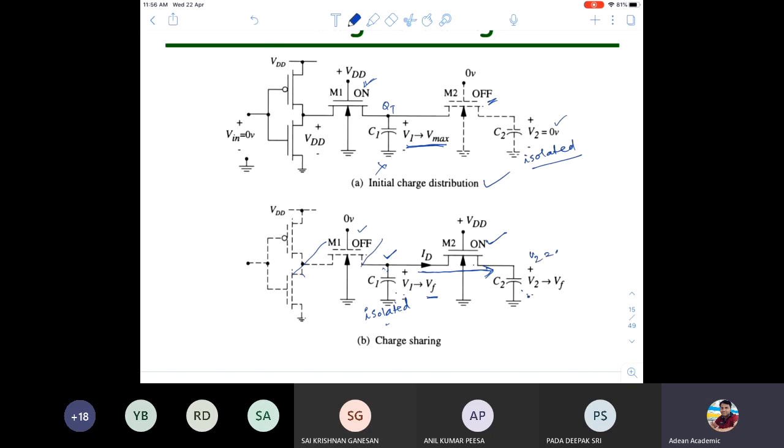V2 was initially 0. V1 was initially Vmax. Now Vmax will become Vf, decreases, and 0 will become Vf, increases. So that means this was Vmax, and now both are becoming equal. Charge sharing means whatever the Vmax voltage is there in the capacitor C1, V2 is having 0 volts. Then because this transistor M2 is on, this Vmax voltage is shared with V2. So both will become equal, Vf, through this on transistor.